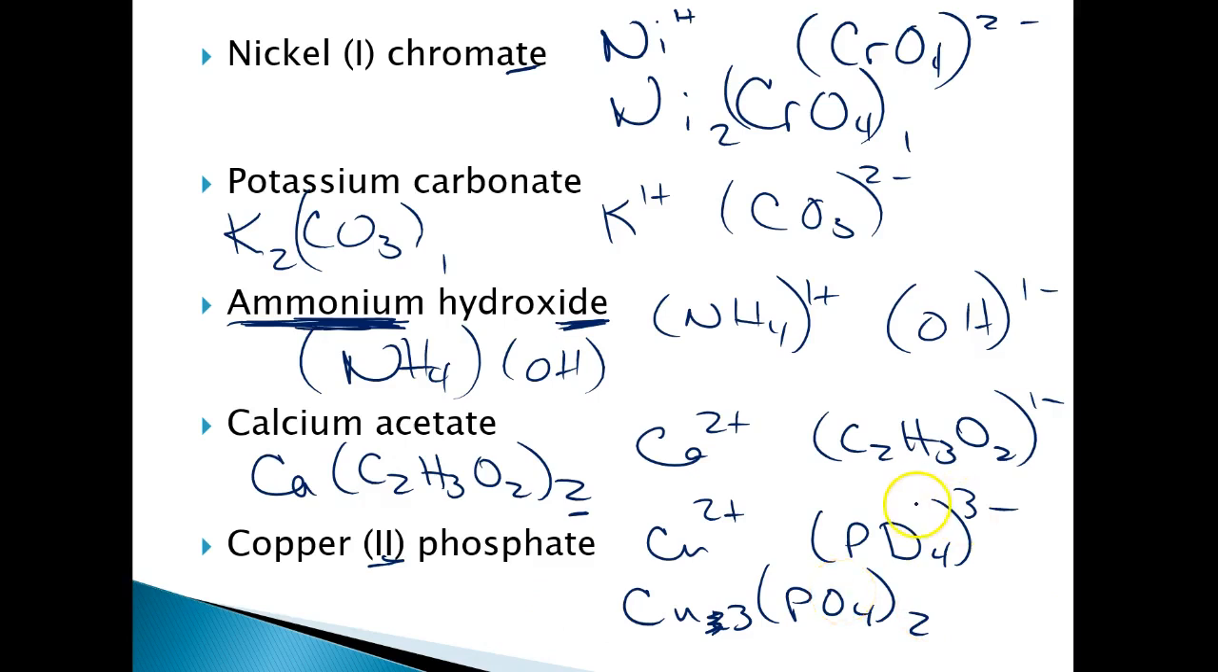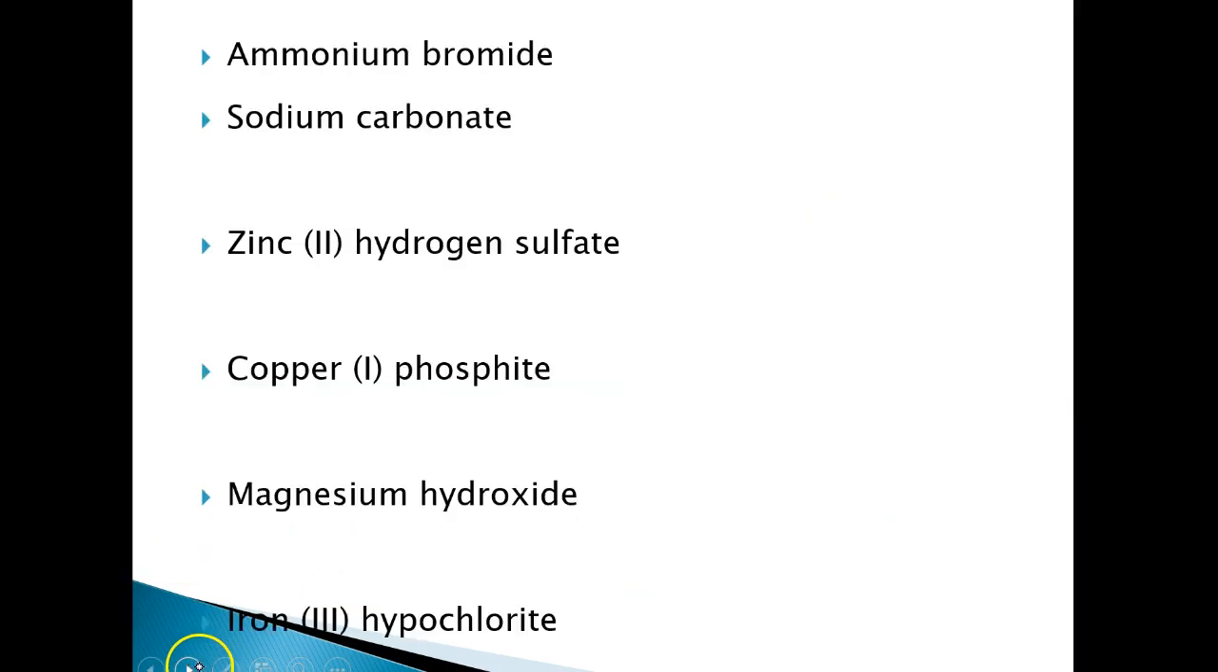If you can simplify, so in this case I had 1 and 1, it simplifies. But if I had 2 and 2, I could definitely simplify. Go ahead, take a minute, see if you can practice these. Watch the endings, okay? Not all the ones on here are polyatomics. Okay, just be careful.